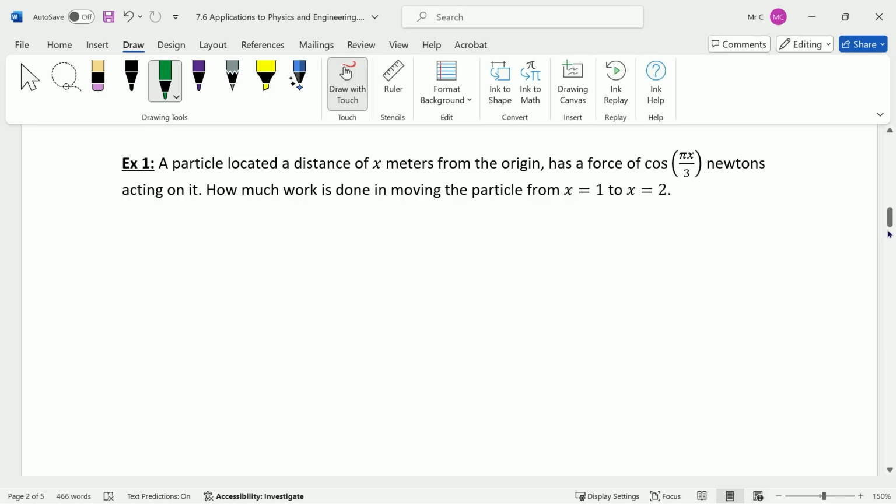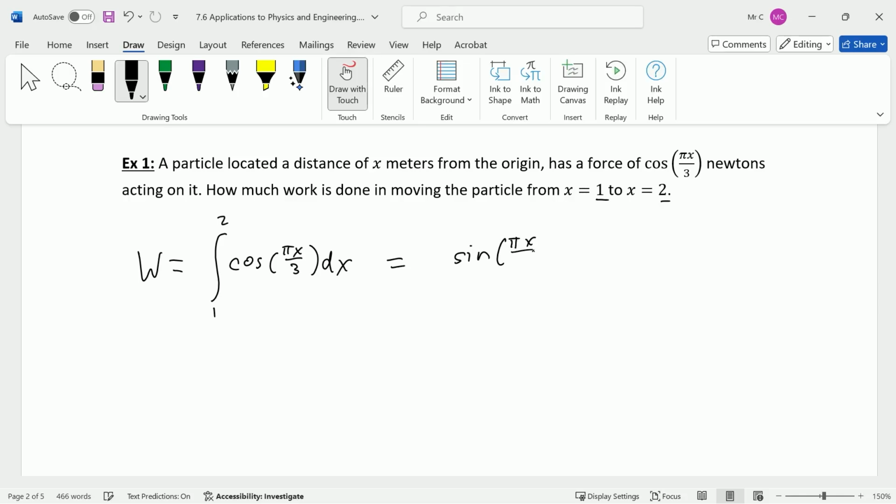So since we already have a force function, then this is pretty straightforward. We know that the work is the integral from a to b, in this case 1 to 2, of our force function. So we just integrate like normally. So the antiderivative for cosine is sine. This does require a u substitution, u equals pi over 3 x, and I'm going to skip that. We know we're going to end up dividing by that constant, pi over 3. And then we have to evaluate from 1 to 2.